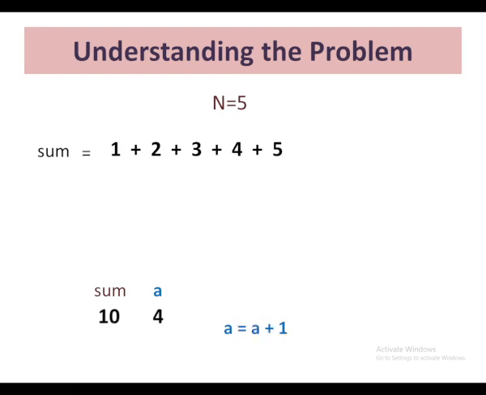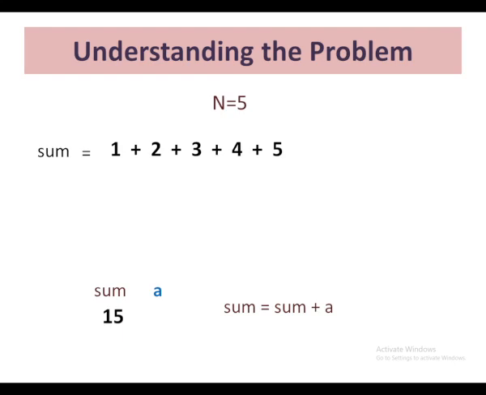Then again I increment my A value to refer to the next value. So A becomes 5, and then again I execute sum equal to sum plus A, where 10 plus 5 I get 15, and I will stop because that is the last value.